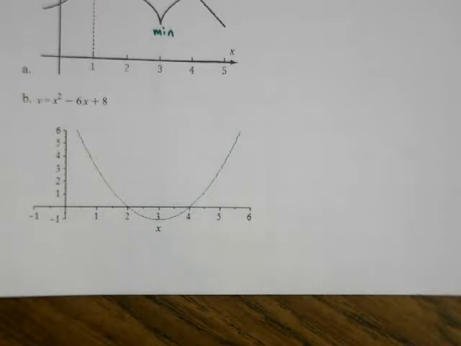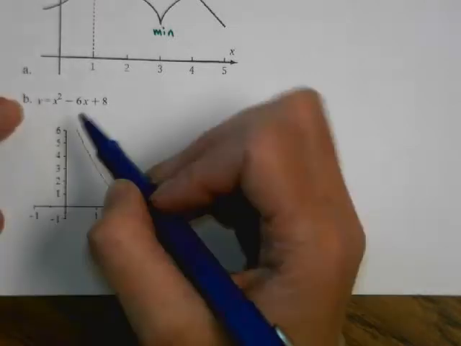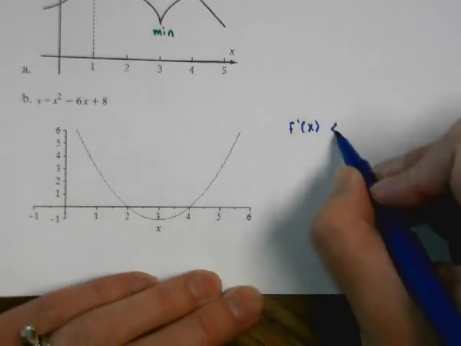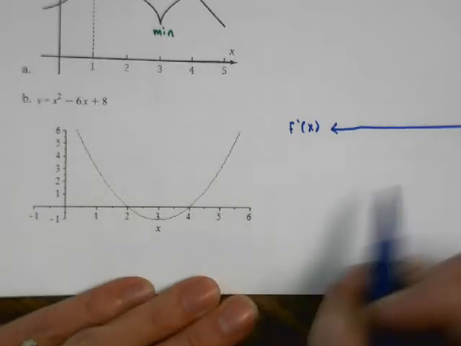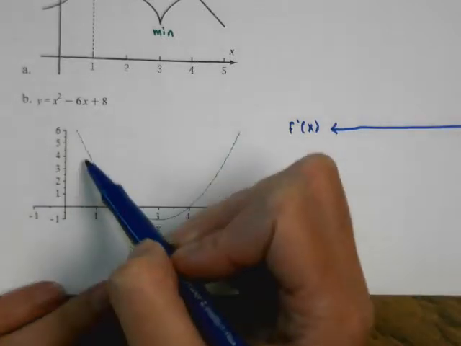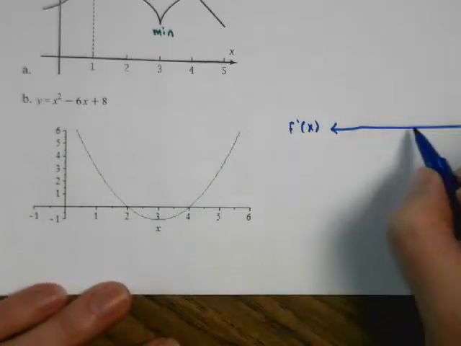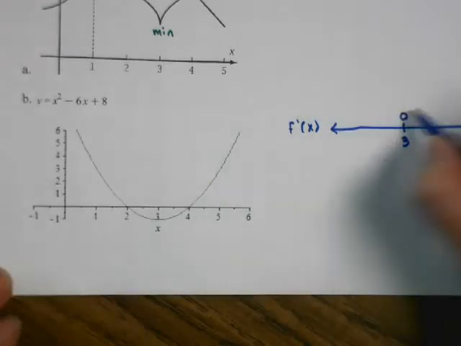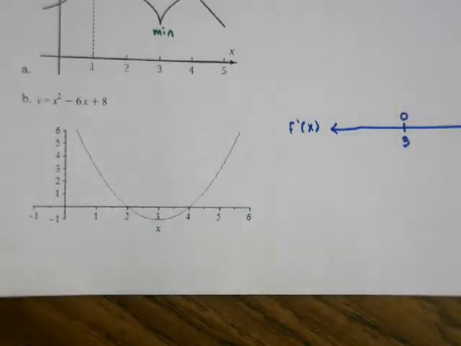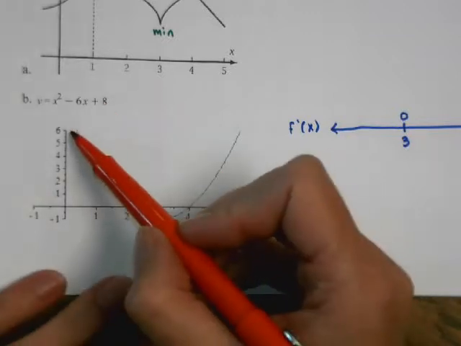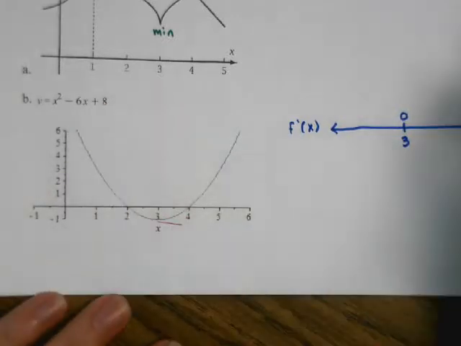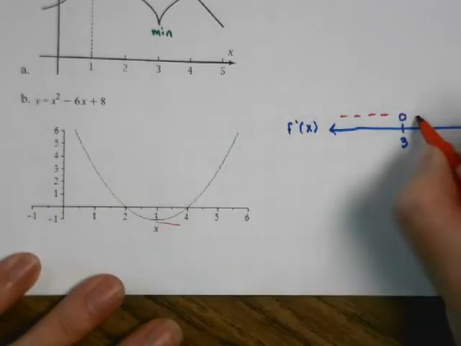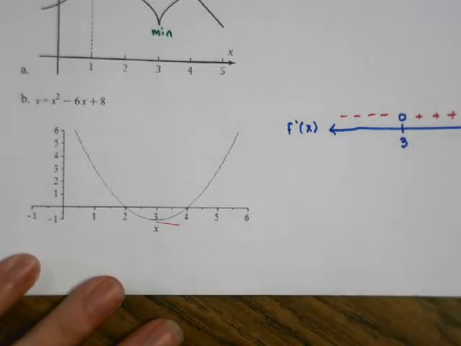Now I'm going to go into more detail. So for B here, we have this parabola. So my number line chart, we labeled the critical point. There's only one location here at 3 where our derivative is 0. So I'm going to go ahead and label 0 there. Okay. Leading up to 3, my derivative is going to be negative because my graph is decreasing. Past that point, it's going to be increasing.